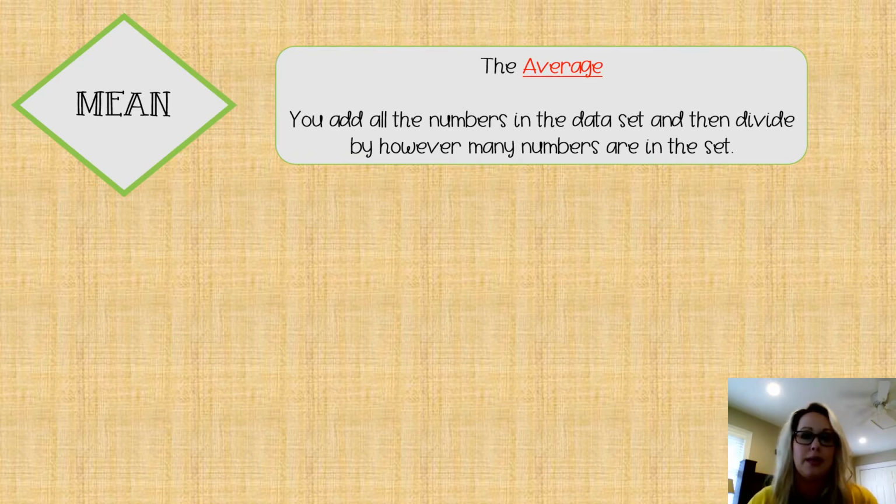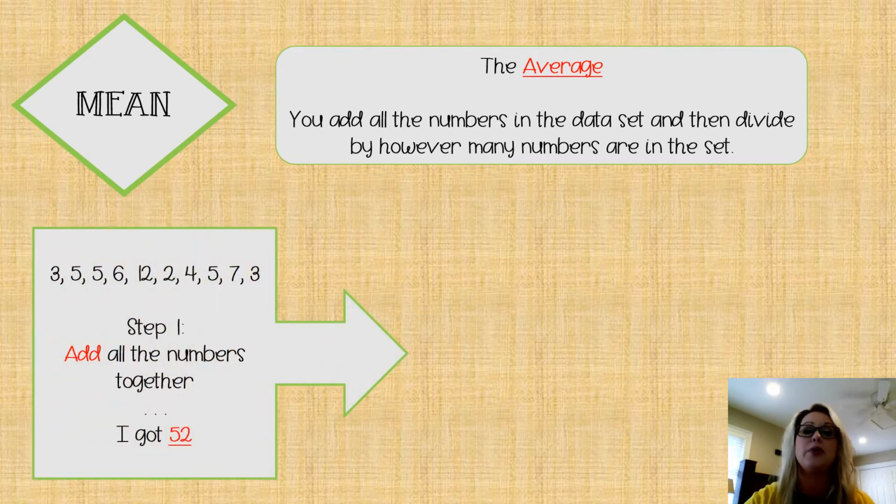You get the mean by adding all the numbers in the data set together. You take every one of them, you add them, then you divide by however many numbers are in that set of data. Down here, I've provided an entire set of data: 3, 5, 5, 6, 12, 2, 4, 5, 7, and 3. Typically I would put all of these numbers in order from the smallest to the largest, but since we're finding the mean or the average, we don't necessarily have to do that. The first thing we do is add all of them together.